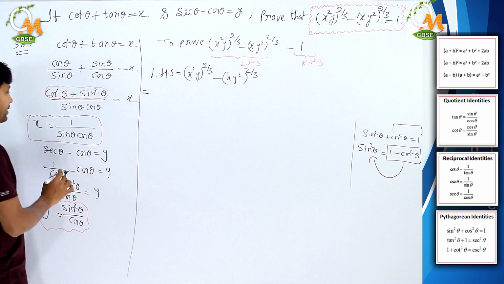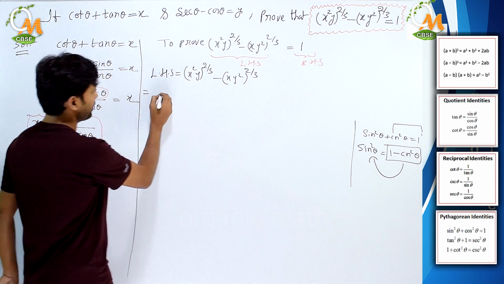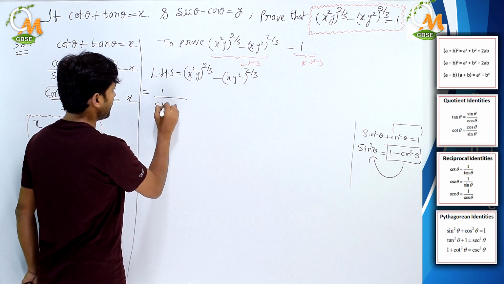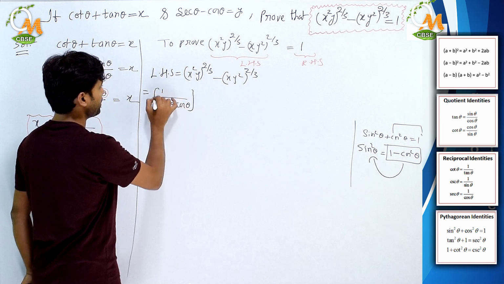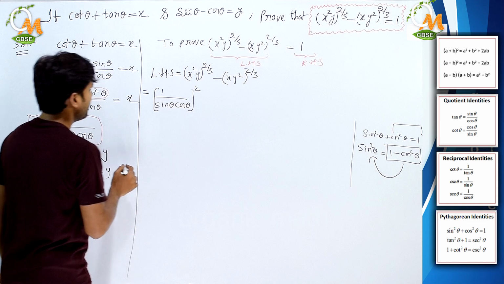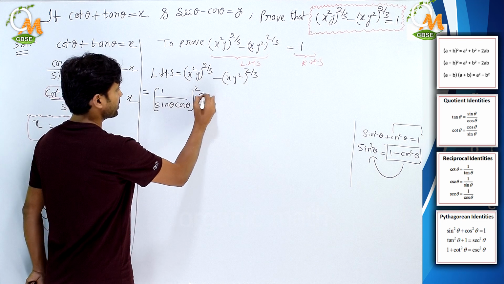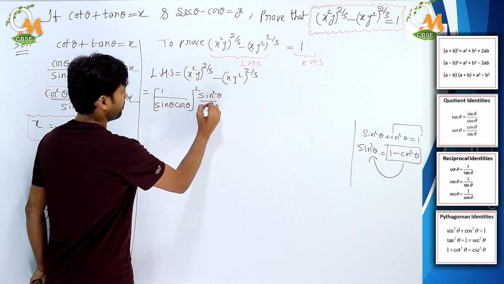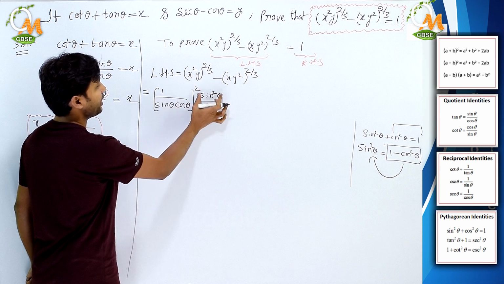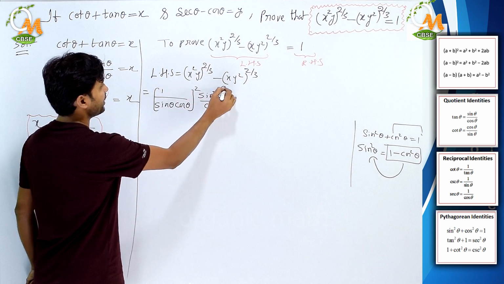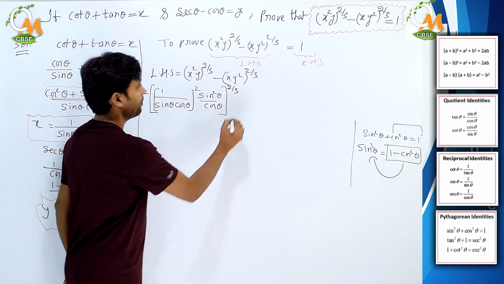What is the value of x in terms of sin theta and cos theta? Value of x is 1 by sin theta cos theta. Just put down there 1 by sin theta cos theta. Since it is x square, we can put square to it, into y. What is y? Sin square theta by cos theta. Put down here sin square theta by cos theta. x square y we wrote, x square is this and y is this. Now whole to the power of 2 by 3; to this entire expression we have to keep 2 by 3.